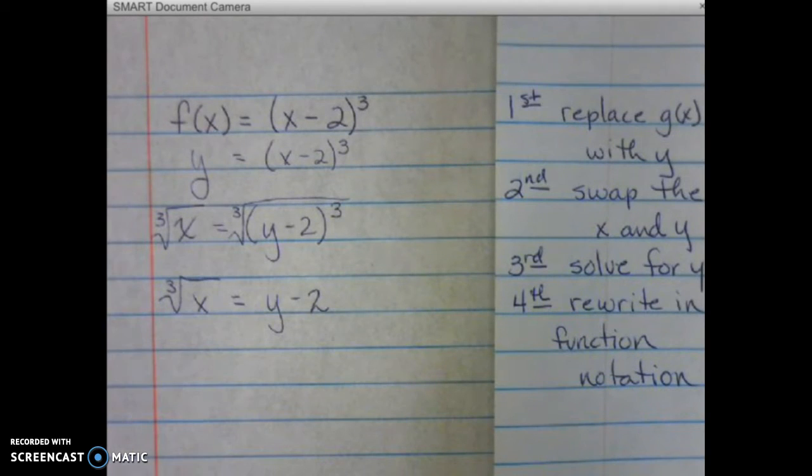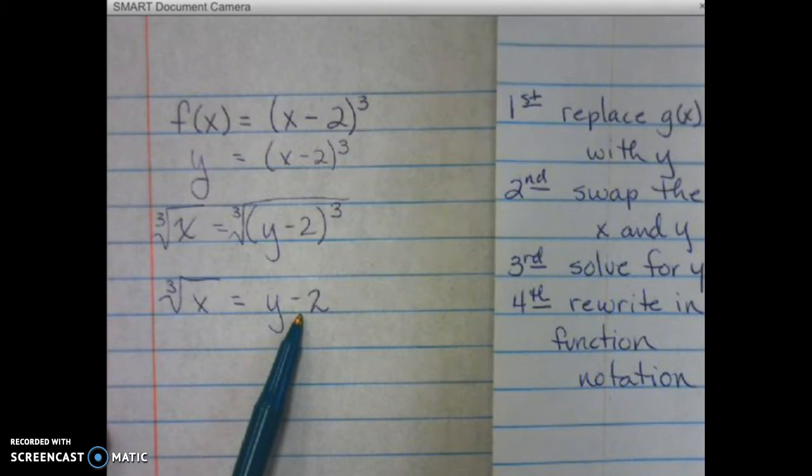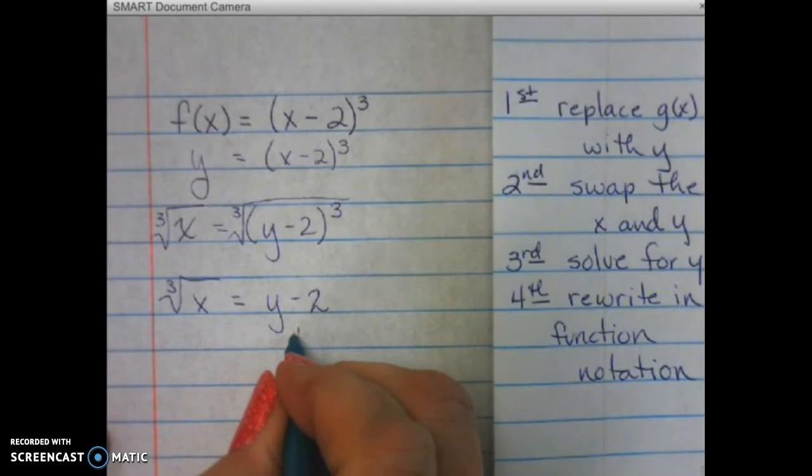Again, I work from the outside in. My y is almost isolated. It is almost by itself. I have to get rid of the minus 2. Well, the inverse of minus 2 is to add 2.